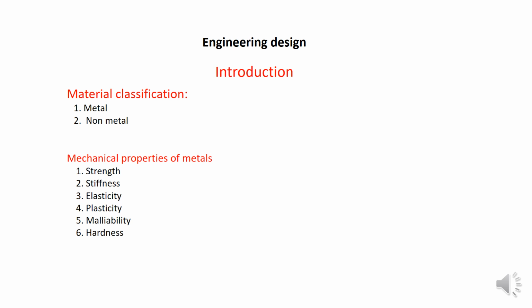Next property is hardness. It is a very important property of the material and has a wide variety of meanings. It embraces many different properties such as resistance to wear, scratching, deformation, and machinability, etc.